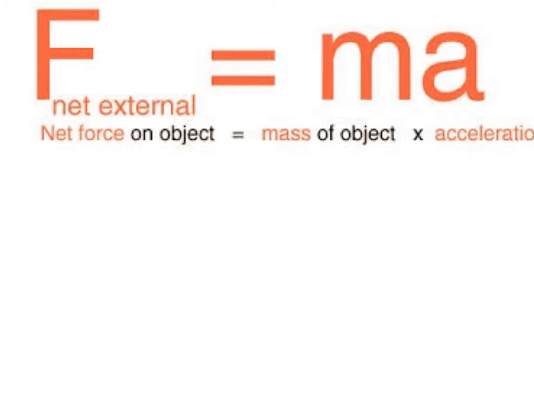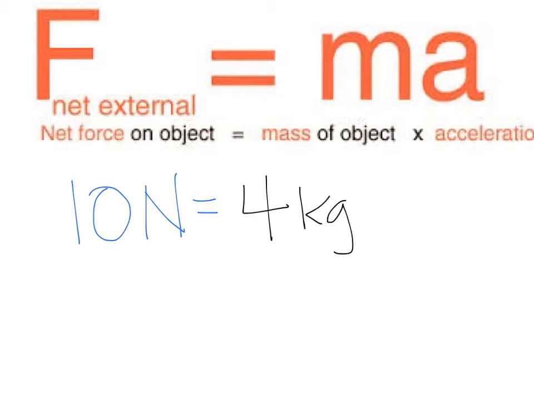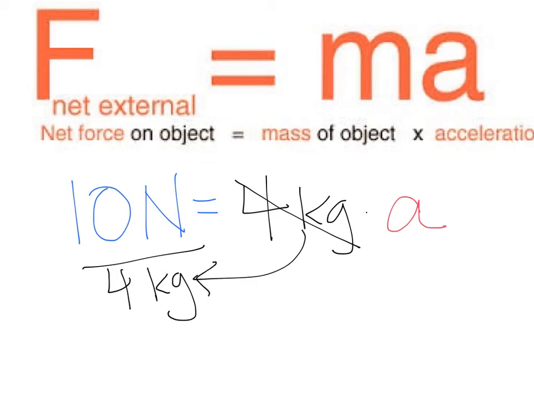Now, what happens if we change the mass? Let's go back to our original 10 newtons of force. We had a mass of 2 kilograms. Let's double that to 4 kilograms. How is that going to affect the acceleration? So we will move our 4 kilograms over here. We'll divide the 10 by the 4 kilograms to figure out the rate of acceleration.